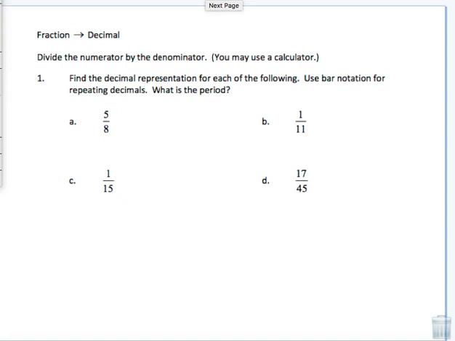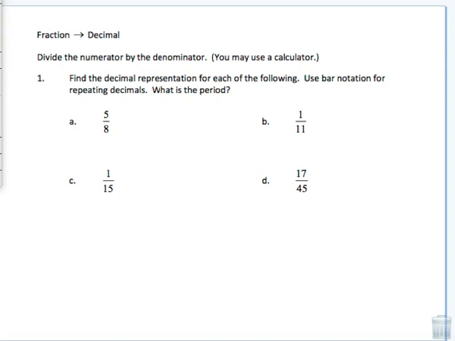In 6th grade, this is a big deal. Even in the next lesson, we'll bring in percents, that you can go from a decimal to a fraction to a decimal, and then we bring in the percent. You might need to go from fraction to decimal to percent, and vice versa. So number 1 says, find the decimal representation for each of the following. Use bar notation for repeating decimals. What is the period? Okay, so the first one we have is the fraction 5/8.